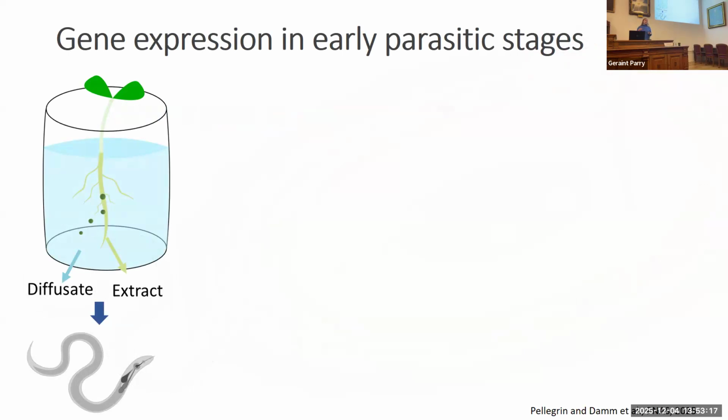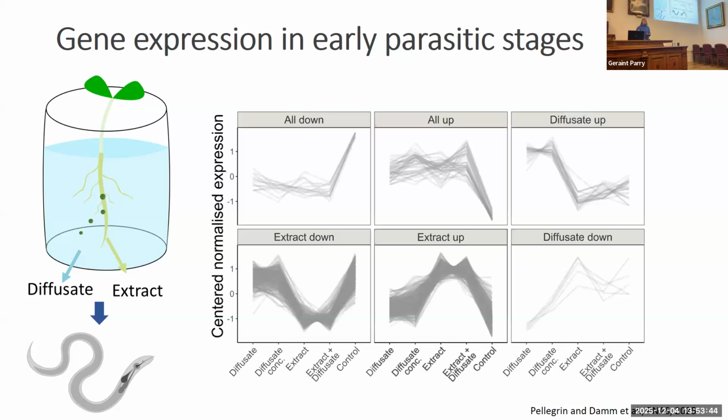We then collected the water, the diffusate, which contains molecules outside the host root that the nematode might respond to. We also cut off the roots and mashed them up to get signals inside the host root that the nematode might respond to. Then we treated juveniles of the beet cyst nematode, Heterodera schachtii, with either diffusate or extract. We wanted to know what happens to gene expression in the nematode. We sequenced this, and we found over 600 genes to be differentially expressed.